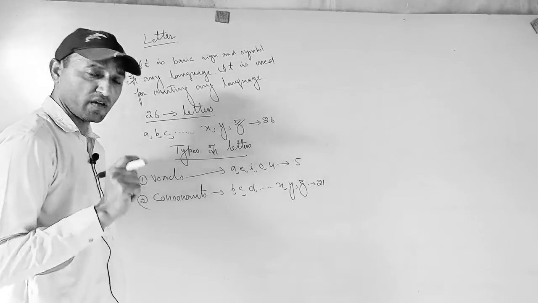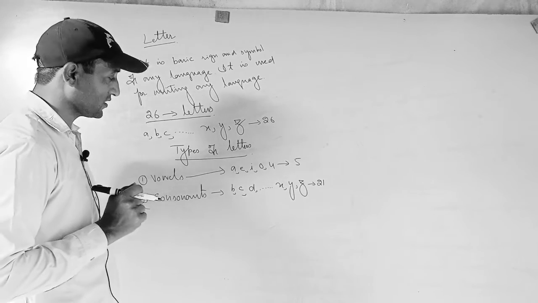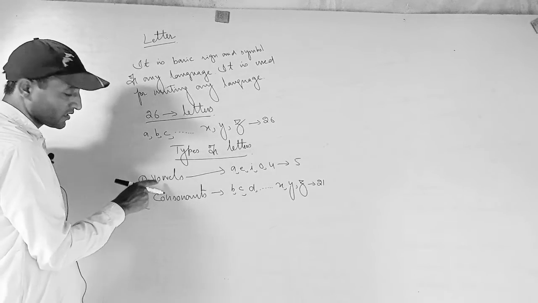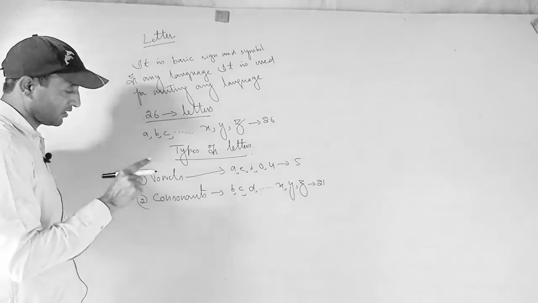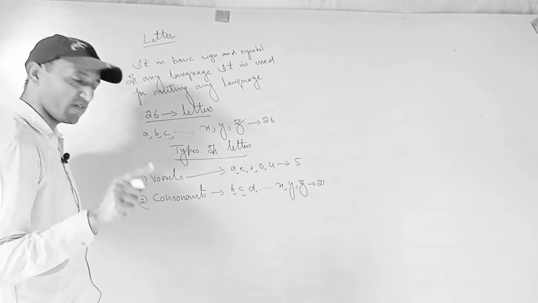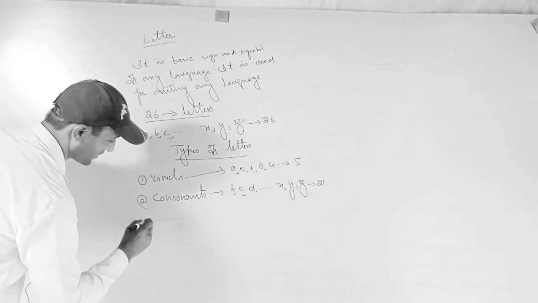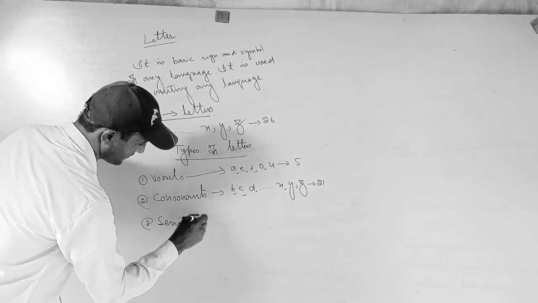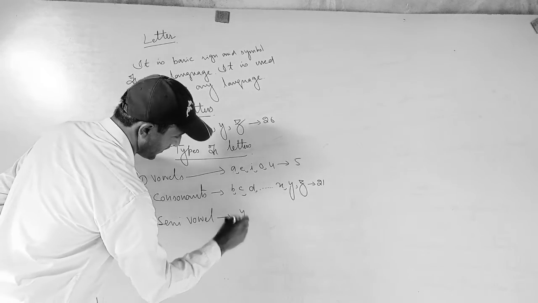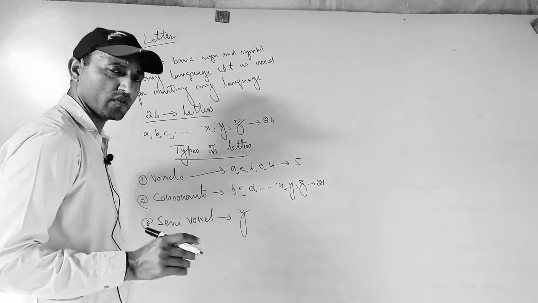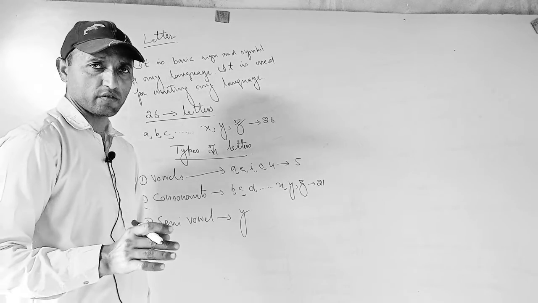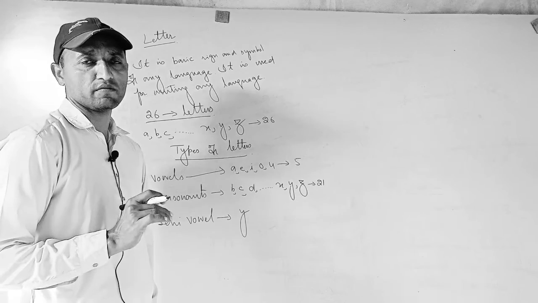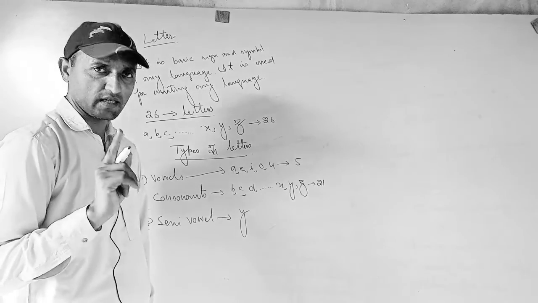But there is one letter which is a semi-vowel, meaning half vowel, half consonant. It's Y. Because without a vowel letter, we cannot form any words. So this is a key point.